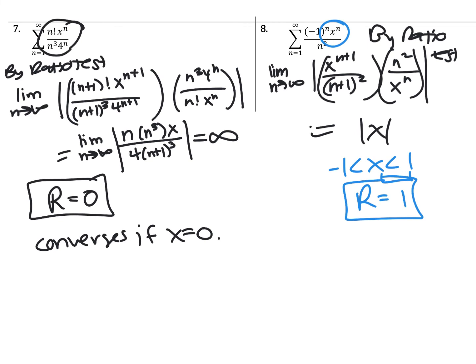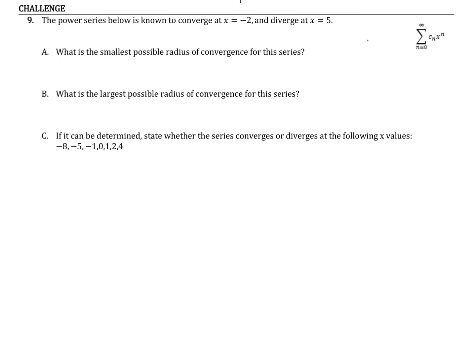Okay, let's take this to the next level and look at an example that is more abstract, and then we will wrap up. Here we go. The power series below is known to converge when x equals -2 and to diverge when x equals 5. And then we're going to be asked some questions about it.